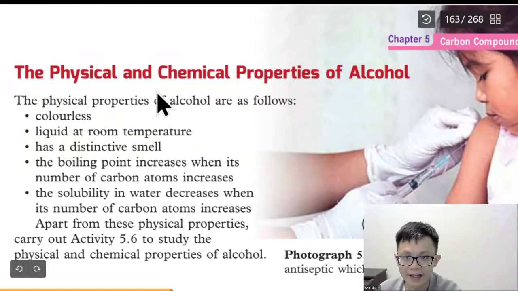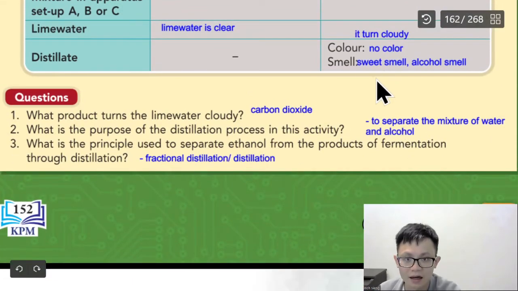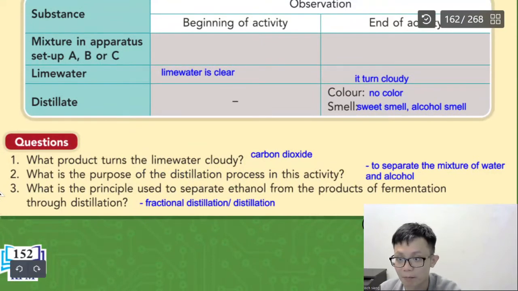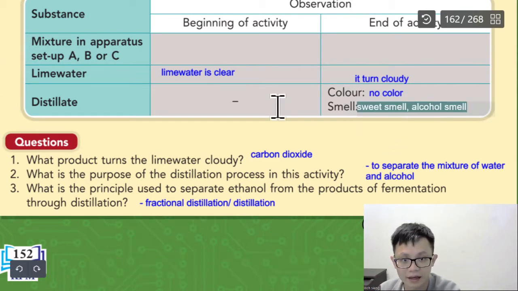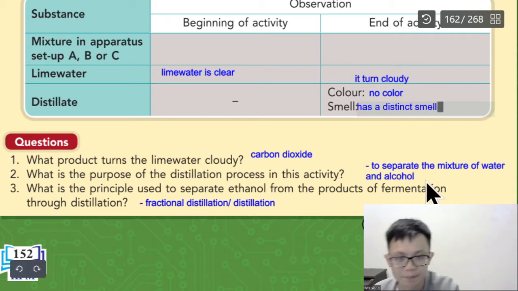Okay, the physical and chemical properties of alcohol: has a distinct smell. Maybe you want to put it here because they asked me the smell, so I just put here the sweet smell. But since here already has a distinct smell, maybe I want to change this one. Okay. Has a distinct smell.